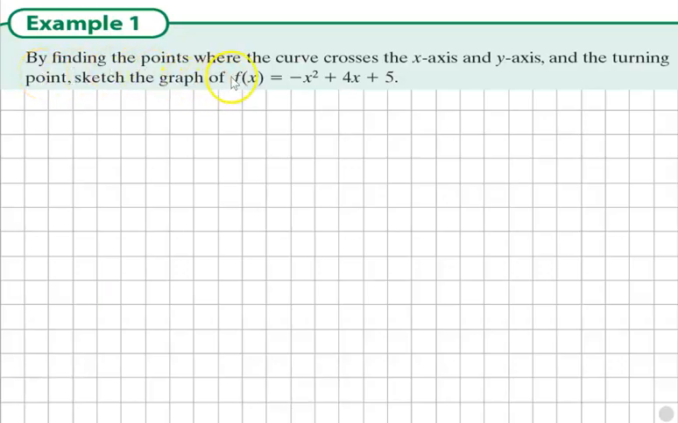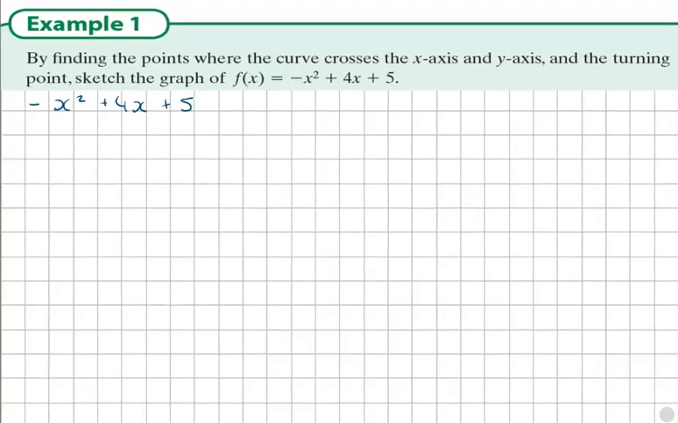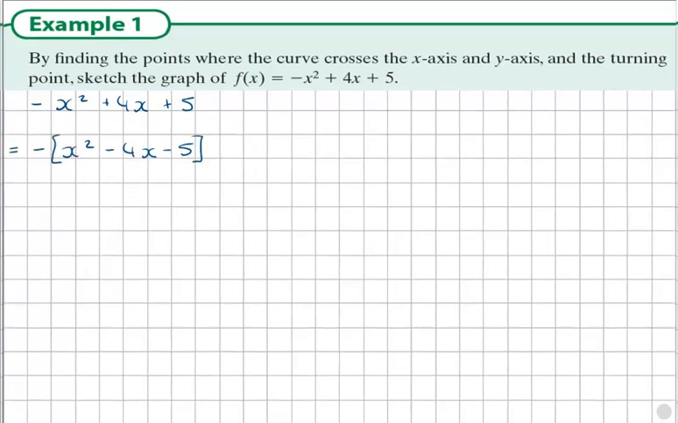By finding the points where the curve crosses the x-axis and y-axis and the turning point, sketch the graph of f of x equals minus x squared plus 4x plus 5. So we start with minus x squared plus 4x plus 5. We're going to factorize out the minus so that we have a positive x squared inside the brackets.